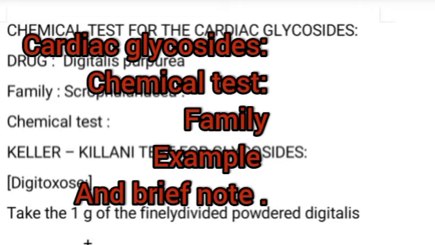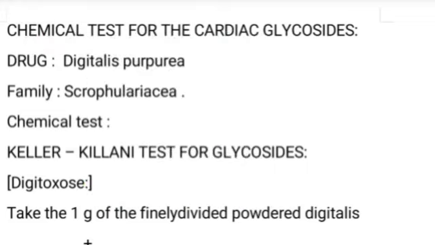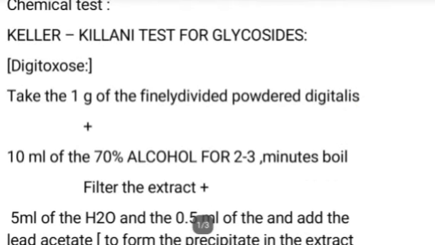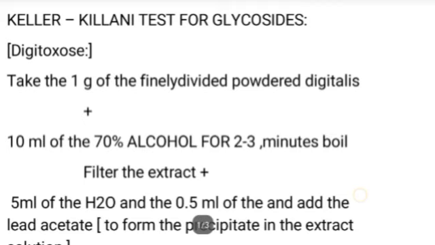So, this video is about the tests for cardiac glycosides. We know an example of cardiac glycosides is Digitalis purpurea, which is under the family Scrofulariaceae, and the chemical test we will do for cardiac glycosides is the Keller-Kiliani test.